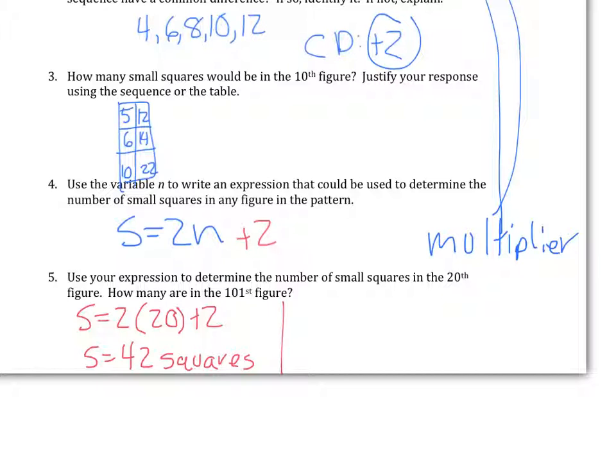And then back to the original question that I asked you. Remember I said, do you want to find the 100th and fill out the table over and over and over again? You all said no. That was a good answer. S equals 2 times the 101st figure plus 2. So 2 times 101 is 202, plus 2 would be 204. So S equals 204 squares.